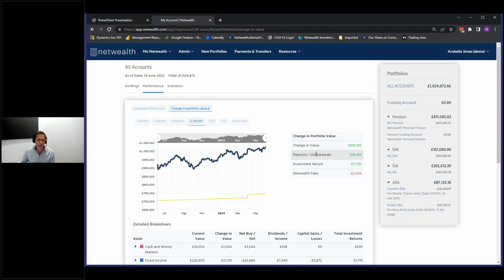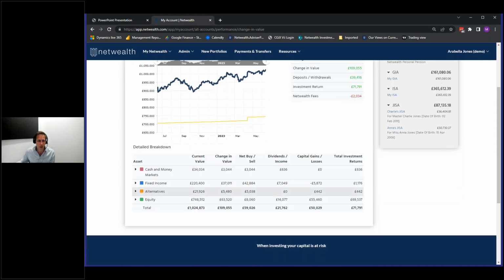That's because I've put in 39,000. Investment return's been 71,000, and I've paid fees of £2,000. We think transparency is one of the great things that technology can bring, giving you this information in a really tangible way so you can understand what it actually means. Some platforms will just show you the change in value, and that's because of the deposits that you've made rather than the returns that have been generated.